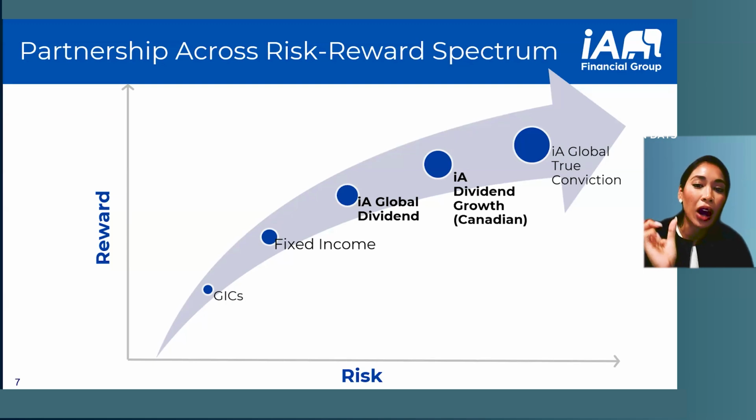Then we have our IA Global Dividend. I would say it's a moderate balanced fund. Then we have the IA Dividend Growth, which is the Canadian fund, dividend paying, also a bit moderate. Then we have the IA True Conviction Fund, which is categorized as an aggressive fund. These two funds in particular, the IA Global Dividend and the True Conviction, I'm going to be profiling in the next slides.